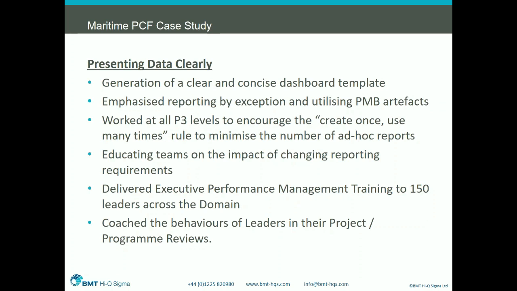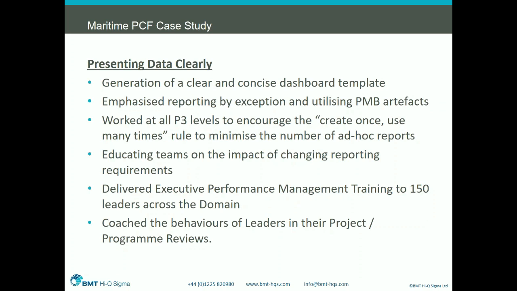Next, we were looking at all the P3 levels to encourage this create once, use many times rule to minimize the number of ad hoc reports that we have. So teams right across the domain will always be asked for ad hoc reports from various different customers and stakeholders. So we're trying to encourage and manage to successfully, in some teams, transition their ways of working to make sure that they use the same dashboard and the same MI across all of their performance reporting lines. So this is obviously going to reduce the effort placed on those teams to create more and more reports. We're still working on some of the other teams.